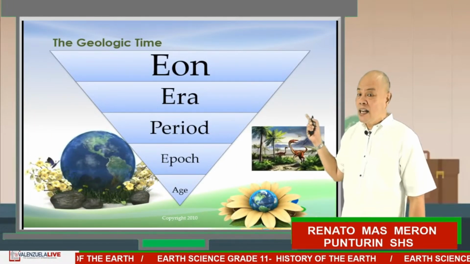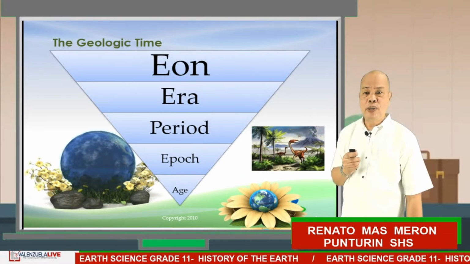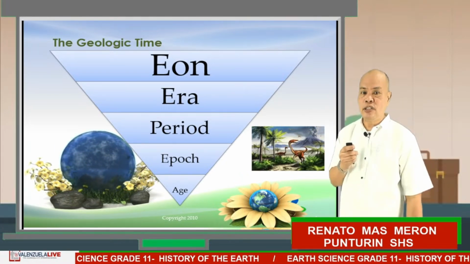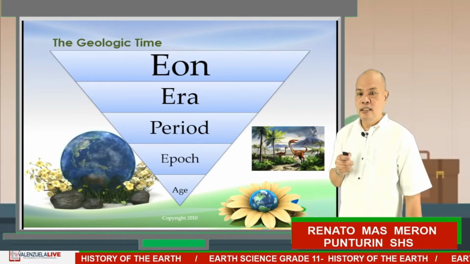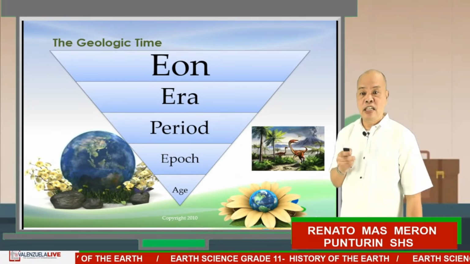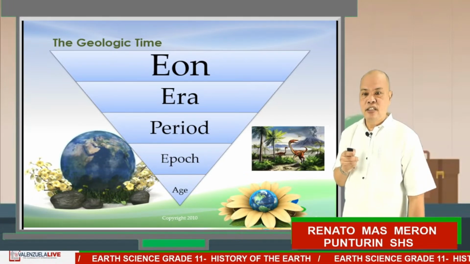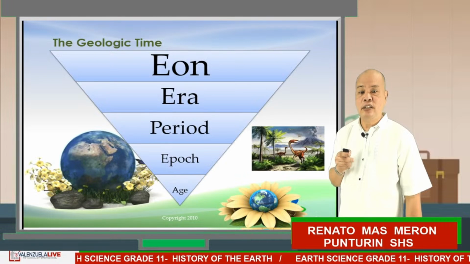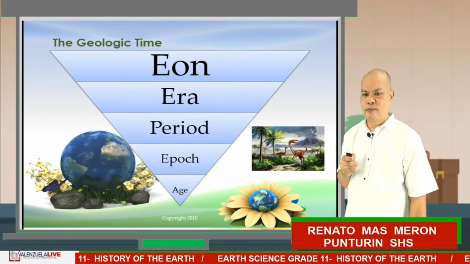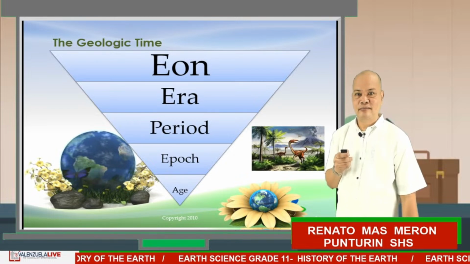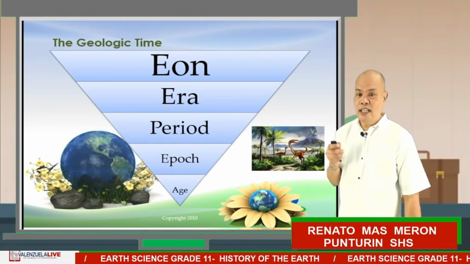Now, let us analyze the inverted triangle of geologic time. Which of the following is the longest time in the history of the Earth? A. Eon. B. Era. C. Period. D. Epoch. E. Age. Please post your answer on the comment box. You have 5 seconds to answer this question. Stop. The correct answer is letter A, Eon.